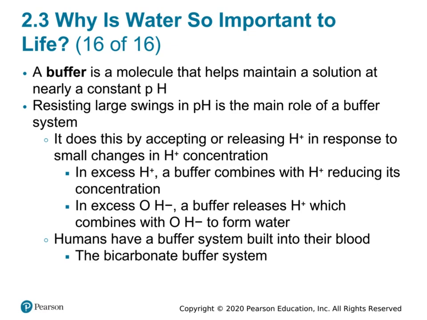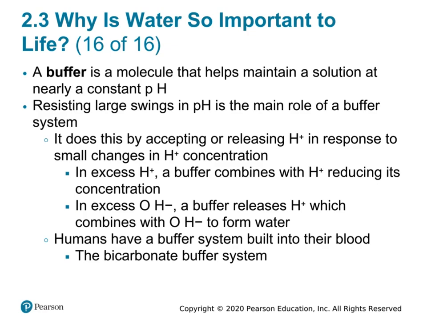And one of the last things we're going to talk about is a buffer. A buffer is a molecule that helps maintain a solution at a nearly constant pH. It essentially helps resist large swings in pH, and it does that by accepting or releasing hydrogen ions in response to small changes in hydrogen ion concentration. For example, if you start to see an excess or increase of hydrogen ions, a buffer system will combine those hydrogen ions and tie them up in another molecule to make them less interactive with the surrounding solution and make the solution less acidic.